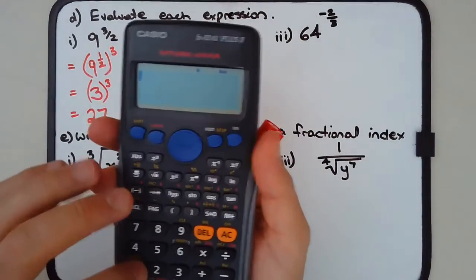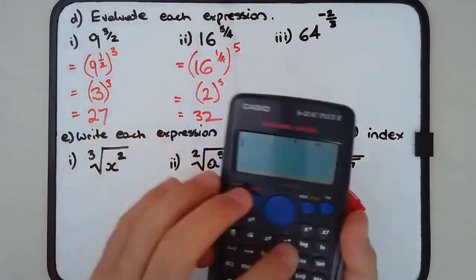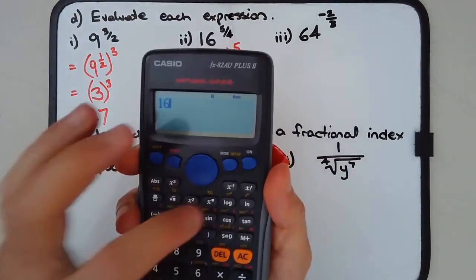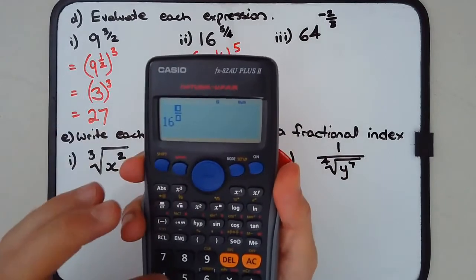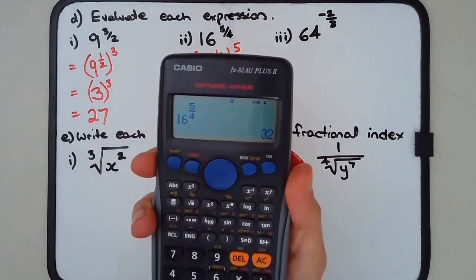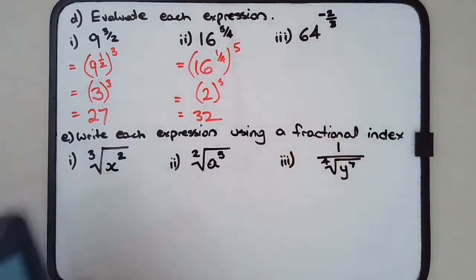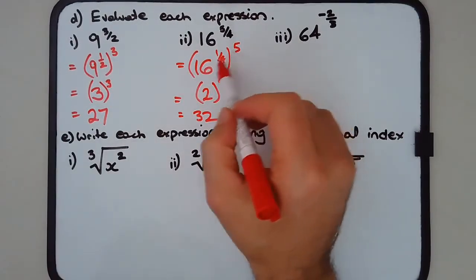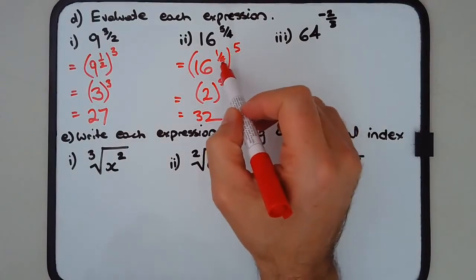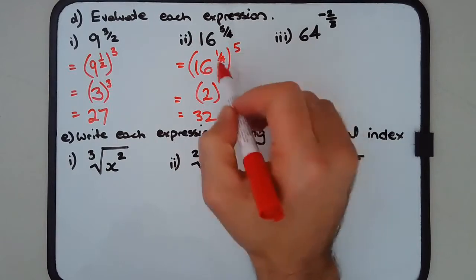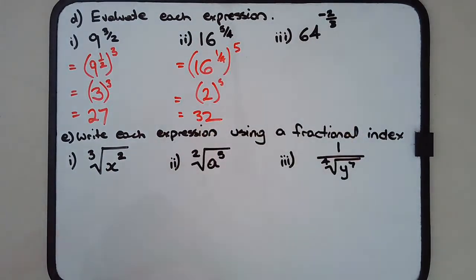Again, last time I checked. Hopefully that's going to work. All right, so I'm hoping the calculator doesn't play any tricks. Hopefully not. 5 on 4. And we get 32. Now, you might be asking, what if I reverse those two? So reverse the 5 and the 1/4, switch them around. Would it still work? Would I get 32?